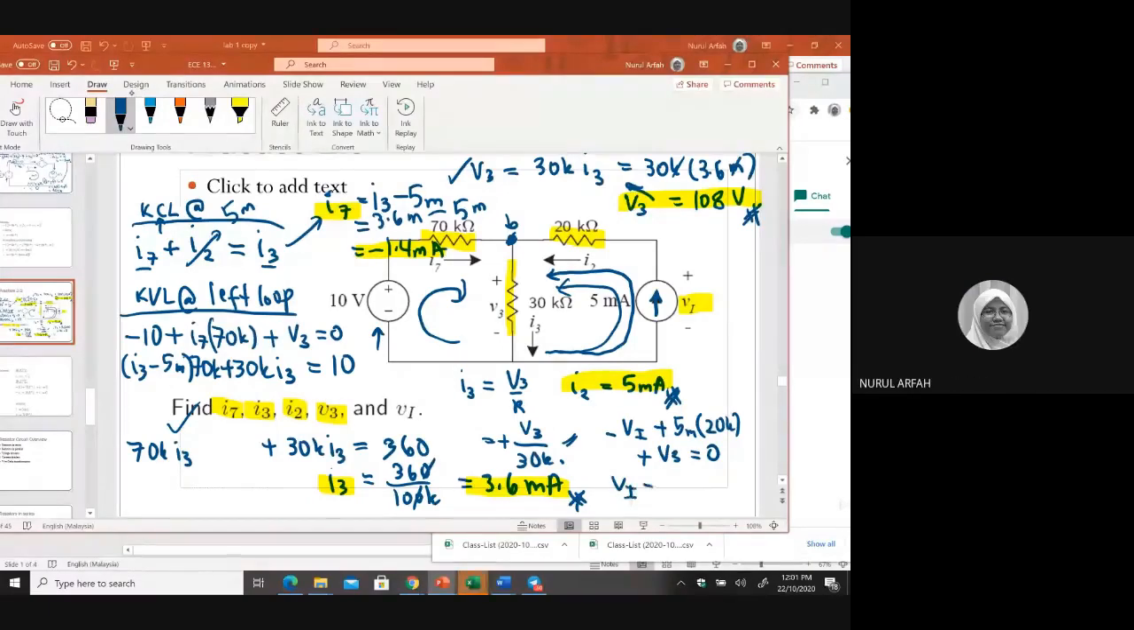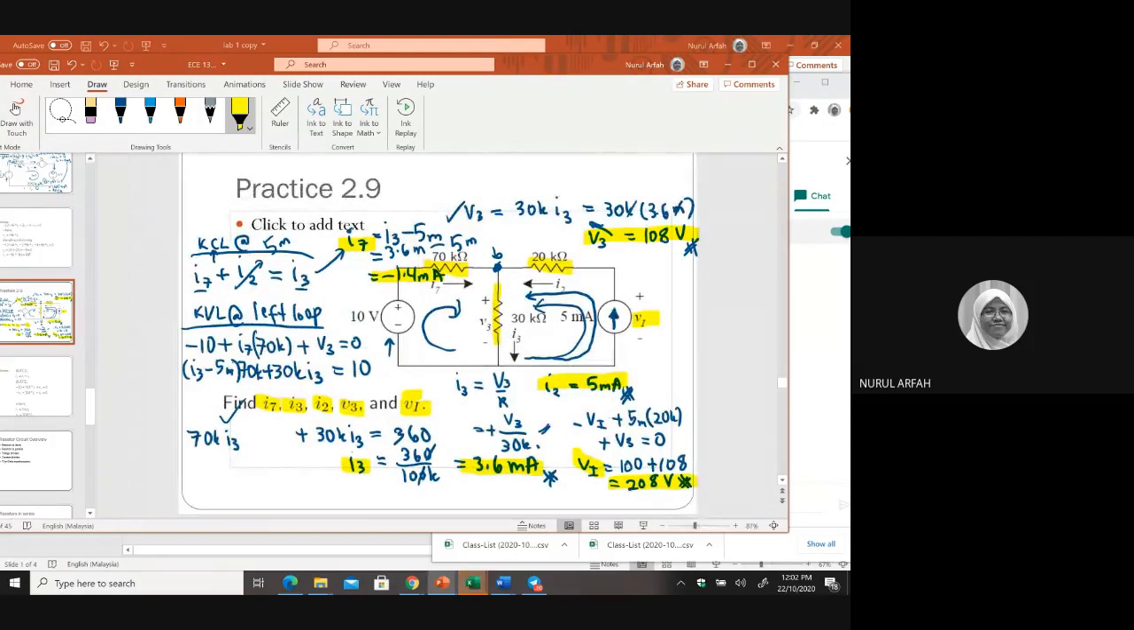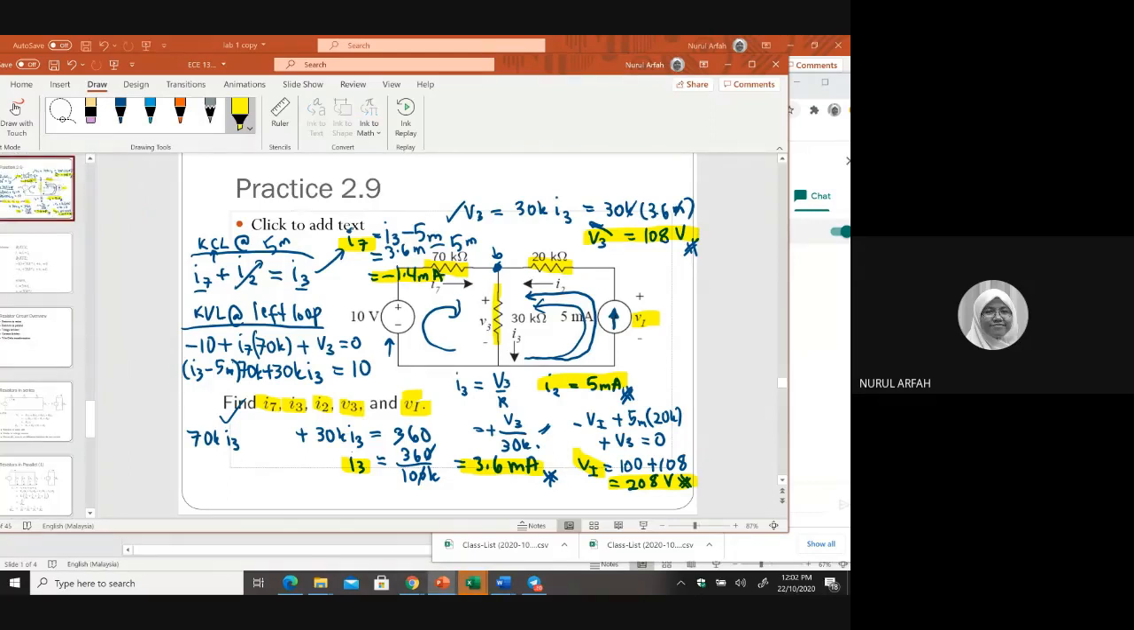Okay. VI equal to what now? 100 plus V3. Then you have 208. Okay. Any question? Or are you confused? No question. Okay, clear. Alhamdulillah.